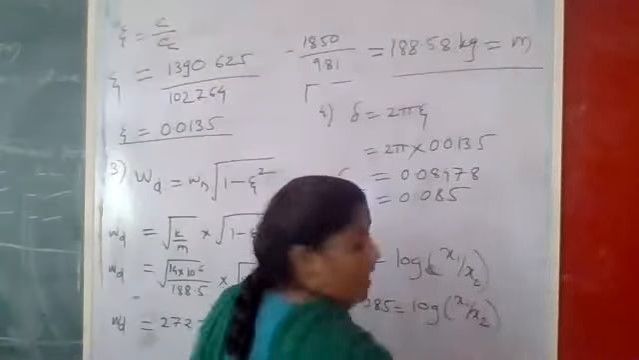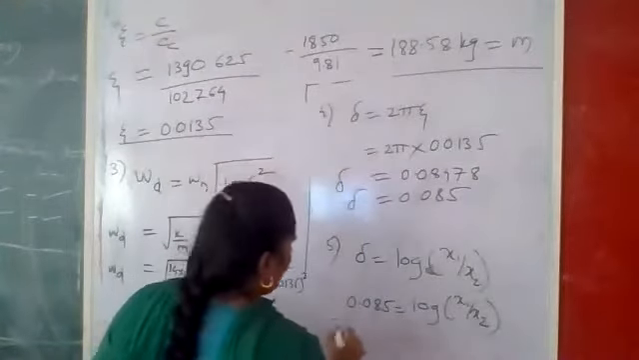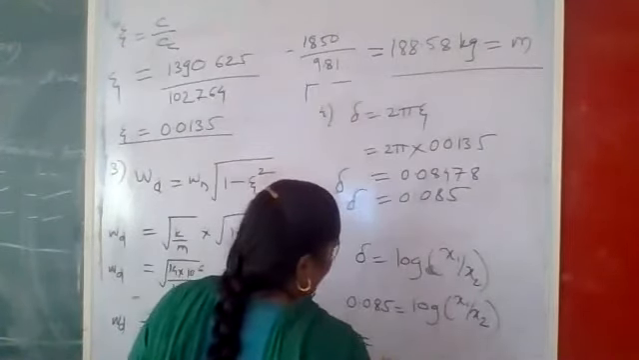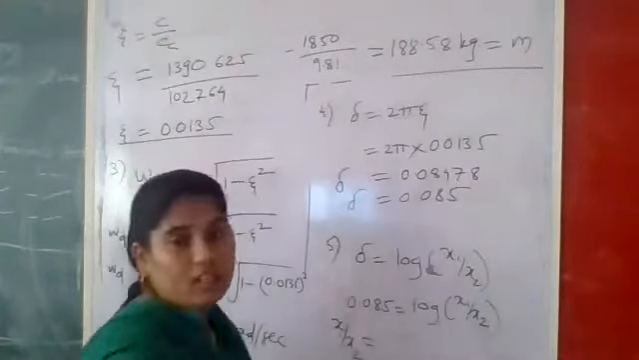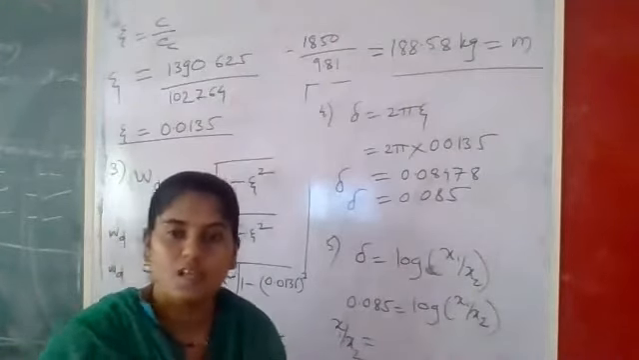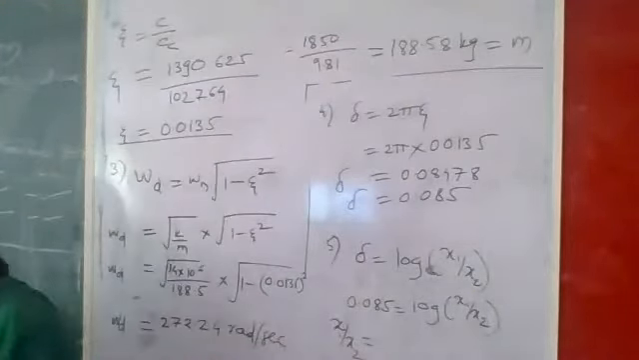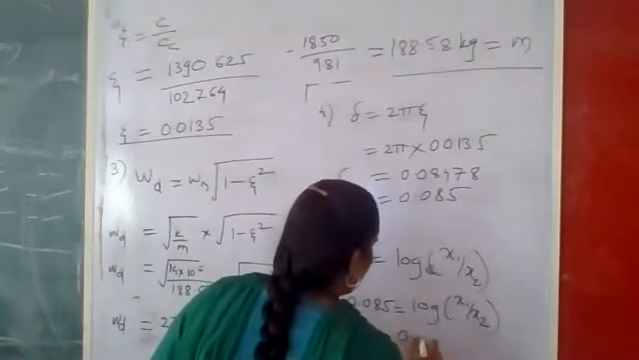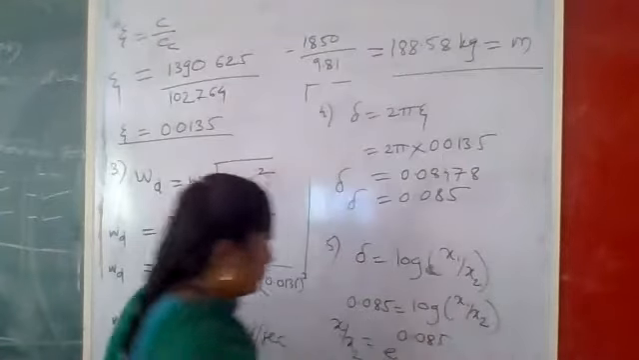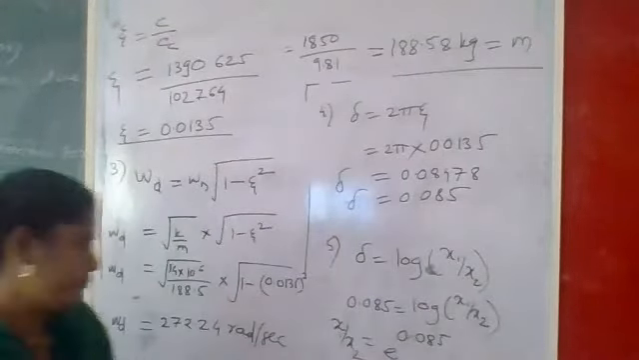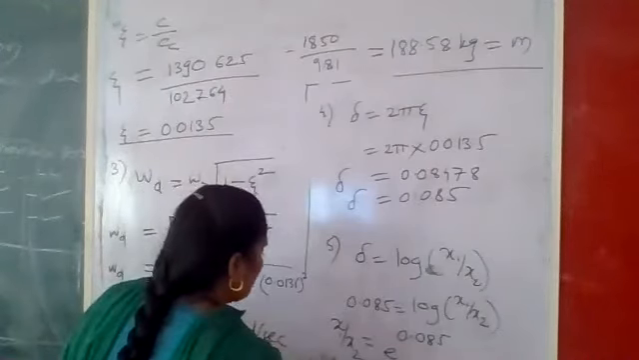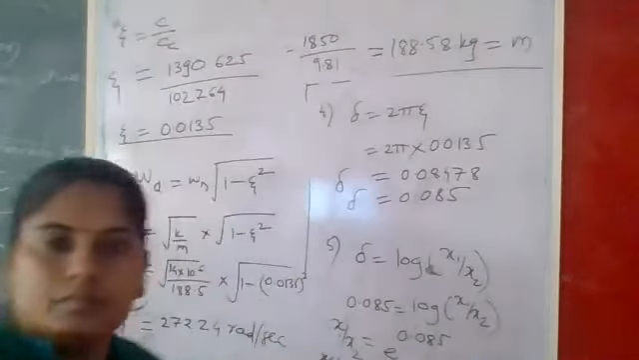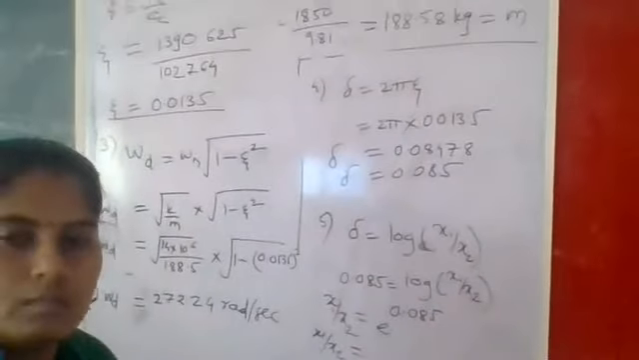We have to take the anti-log on both sides and we'll get the value of x1 upon x2 is equal to, काय येणार बघा, anti-log घेतल्यानंतर directly we'll get the value of x1 upon x2. Please tell me the answer. काय येणार या ठिकाणी e raised to 0.085. किती येणार मग व्हॅल्यू? x1 upon x2 is equal to, tell me.